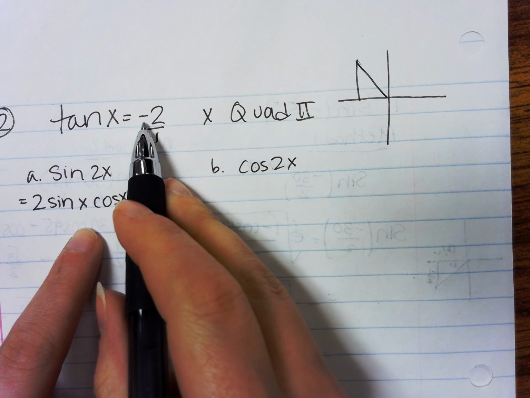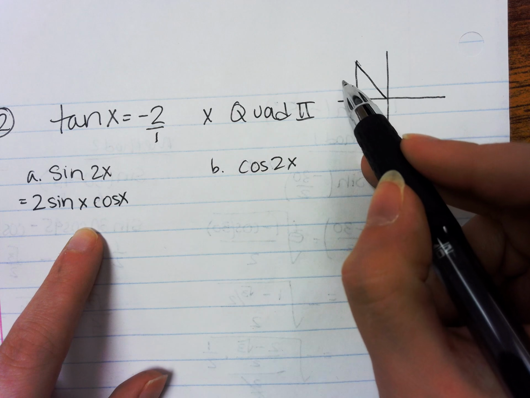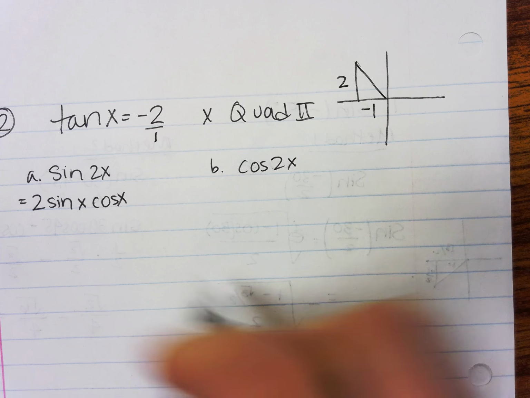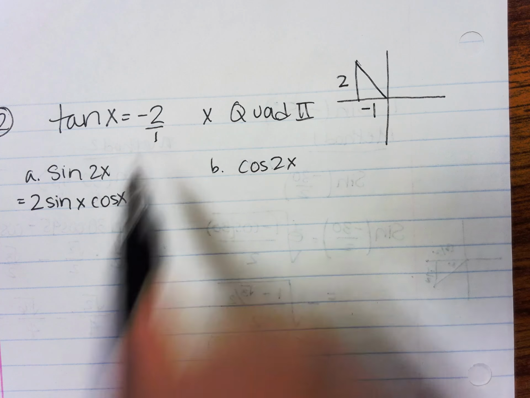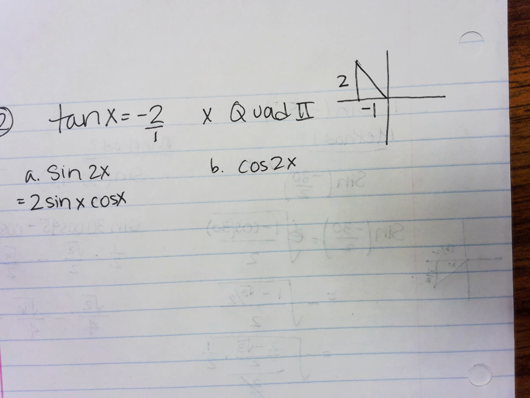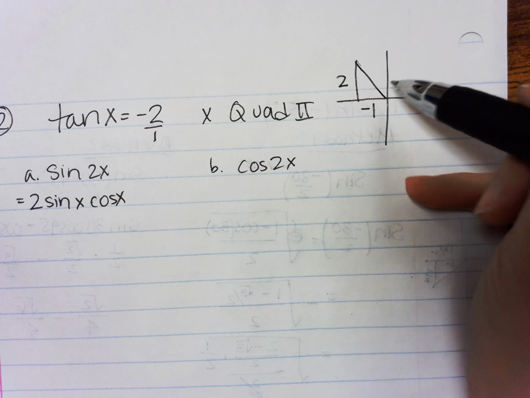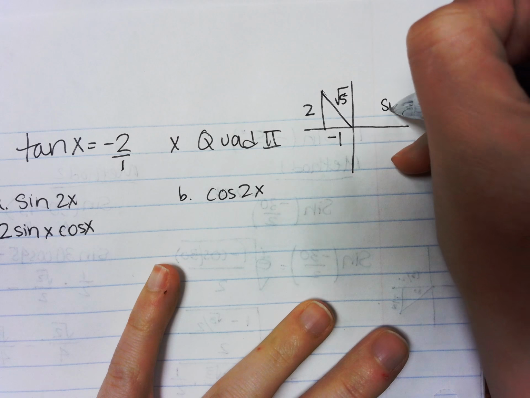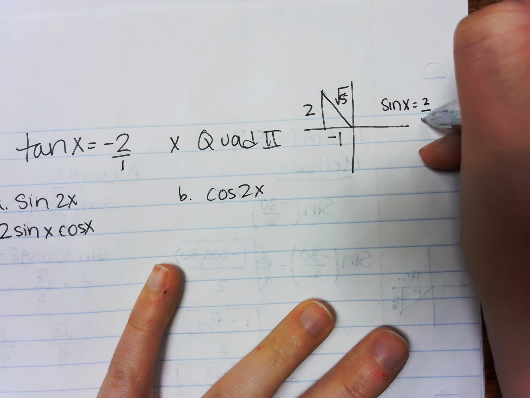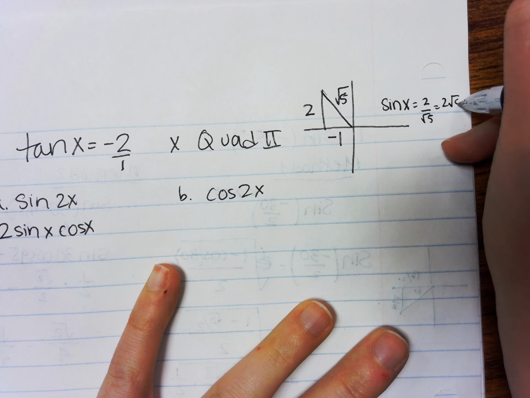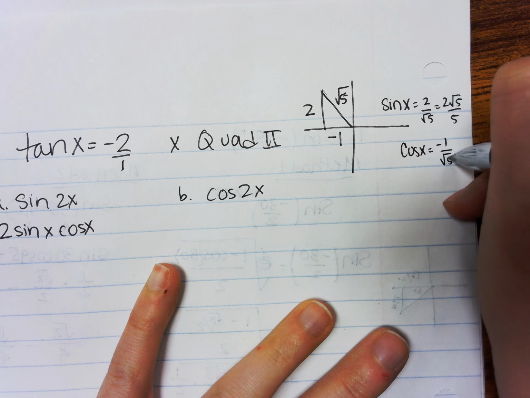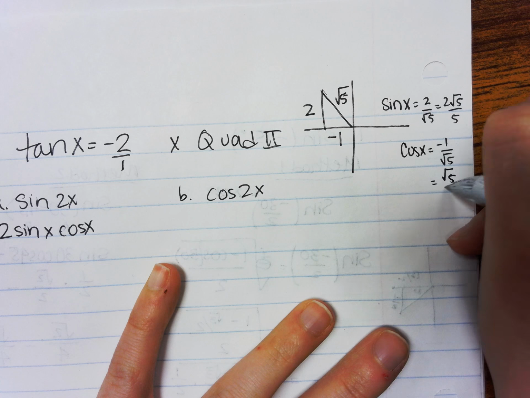Remember, this is really negative 2 over 1. We have to be careful though. Our opposite isn't negative 2 in quadrant 2, it's just 2, but our adjacent's really negative 1. So that's how we're getting 2 over negative 1 rather than negative 2 over 1. And then we can find the hypotenuse, so 2 squared plus 1 squared, 4 plus 1 is 5, gives us our hypotenuse of root 5. So our sine of x is 2 over root 5, which is 2 root 5 over 5. And our cosine of x is negative 1 over root 5, which is negative root 5 over 5.